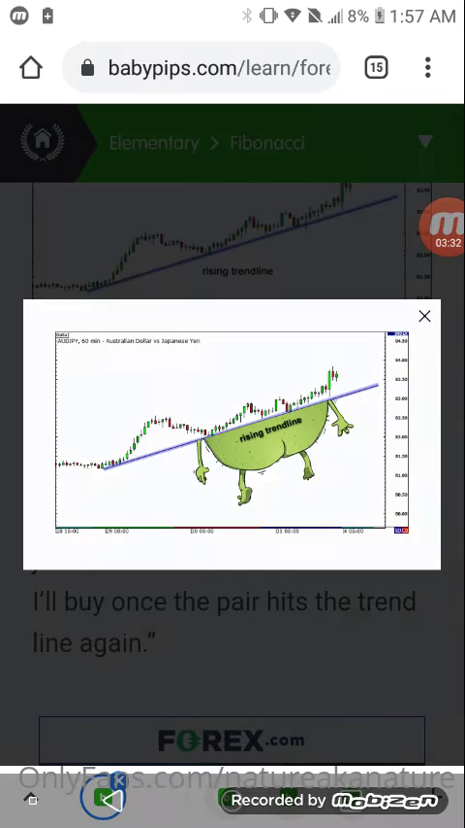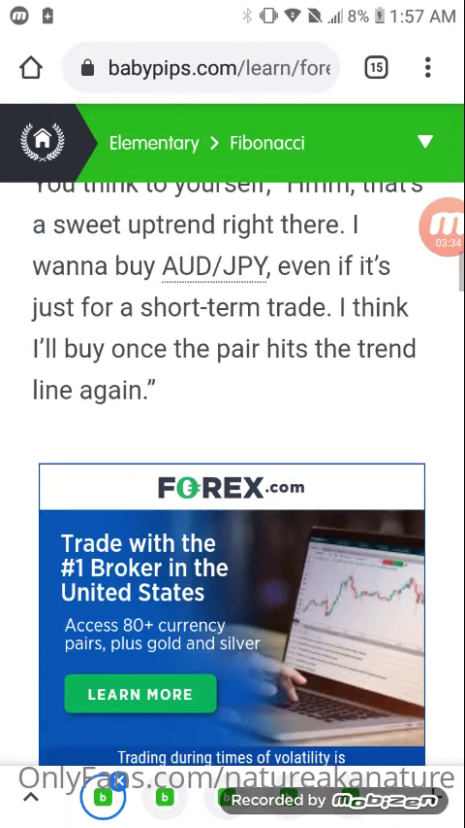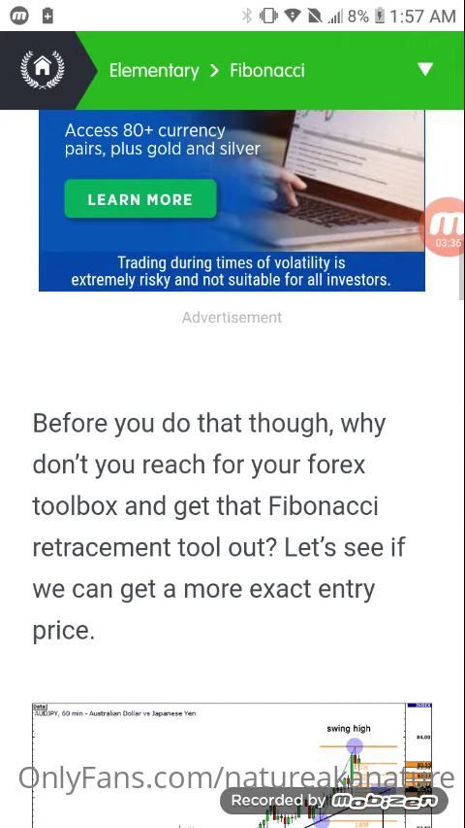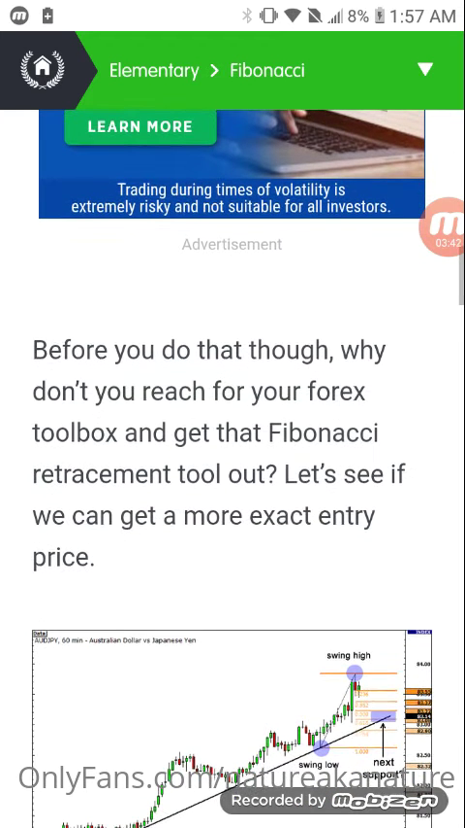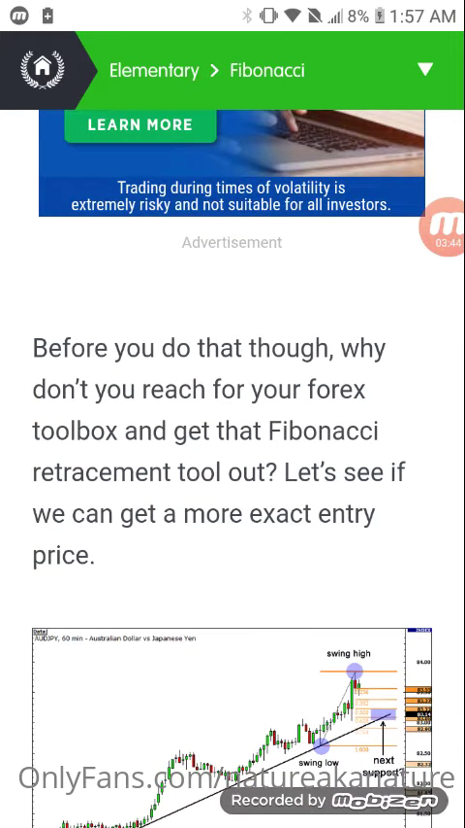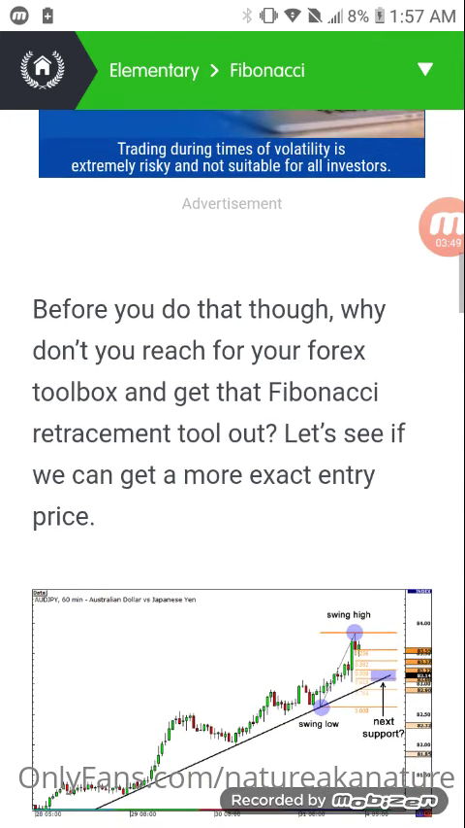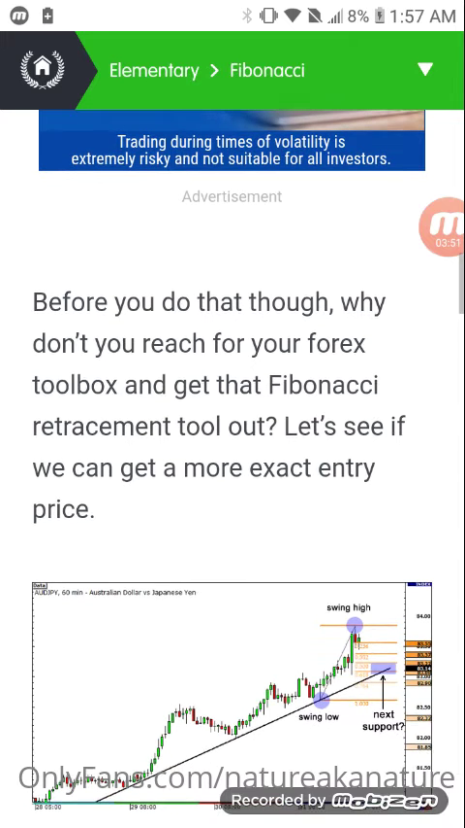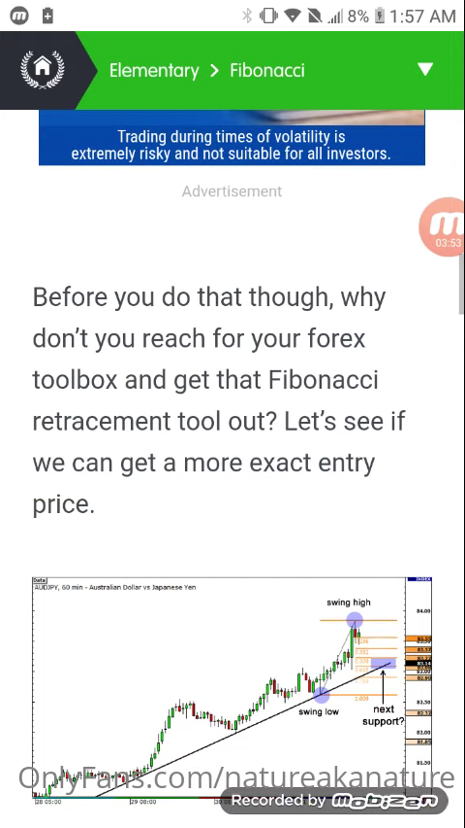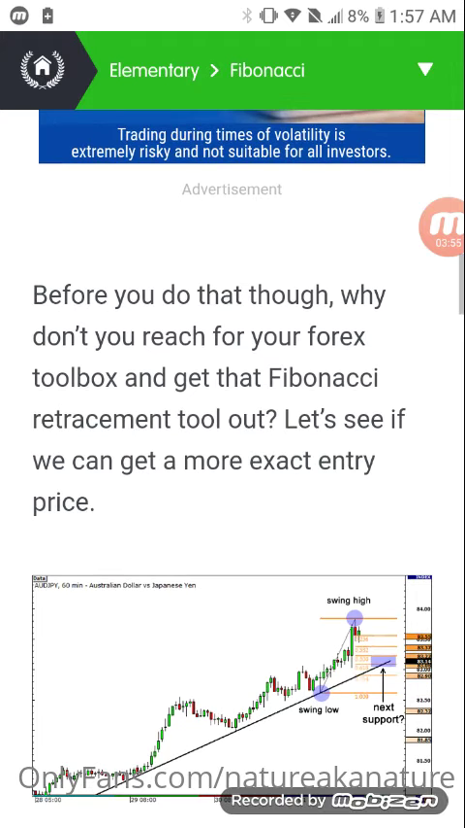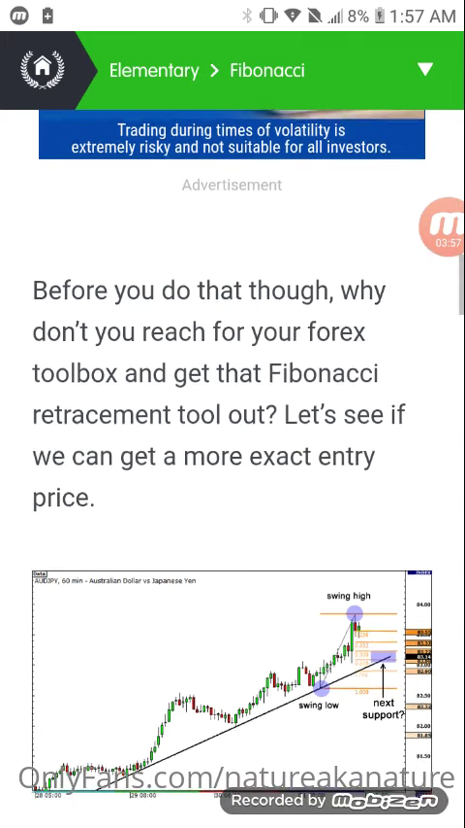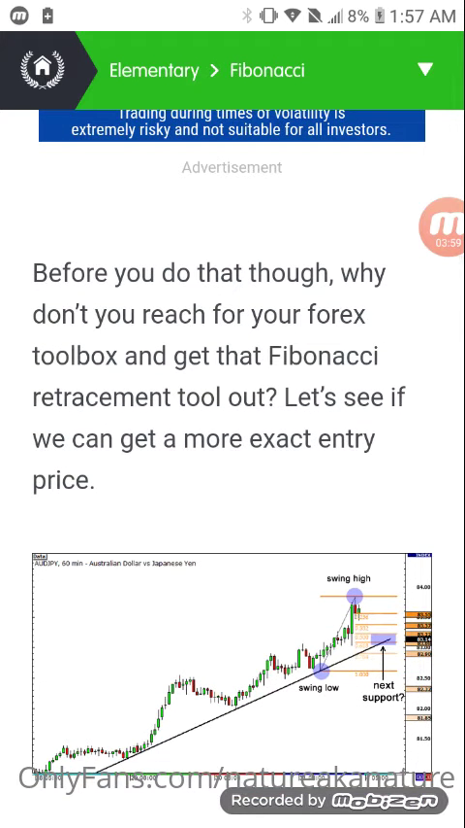So let's see what happens. Before you do that, though, why don't you reach for your Forex toolbox and get the Fibonacci retracement? Let's see if we can get a more exact entry price, where price is going to potentially go once it retraces back. So we bring out the Fibonacci retracement.